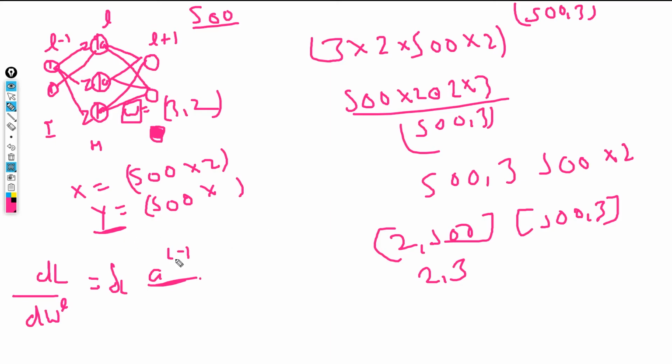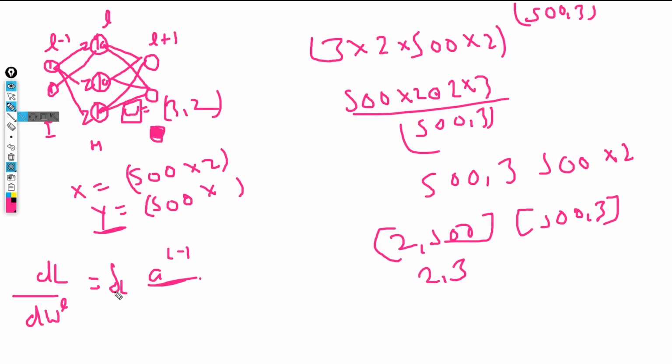Now this is how we are going to represent our data when we have multiple examples, like 500, or when we want to use batch gradient descent. This is how we are going to use our representation, and this is how we are going to make our matrices in the case of multiple examples.